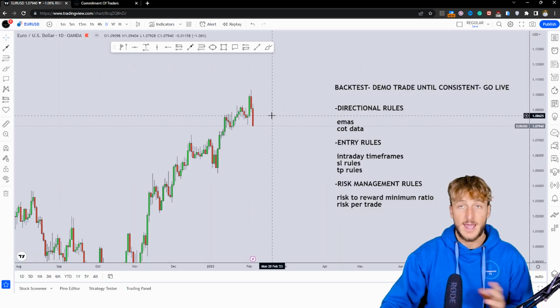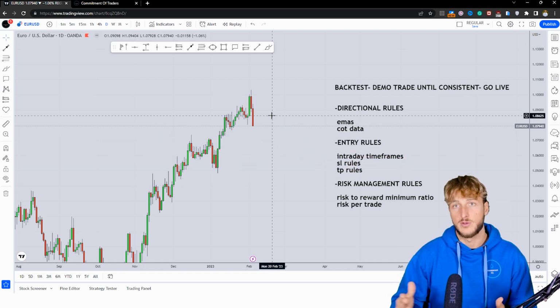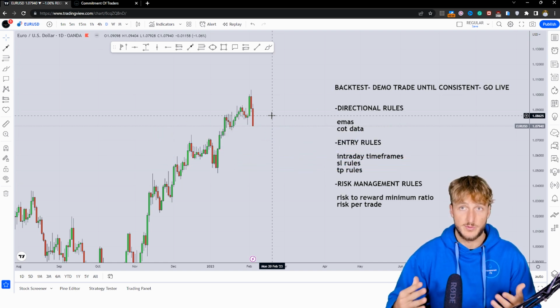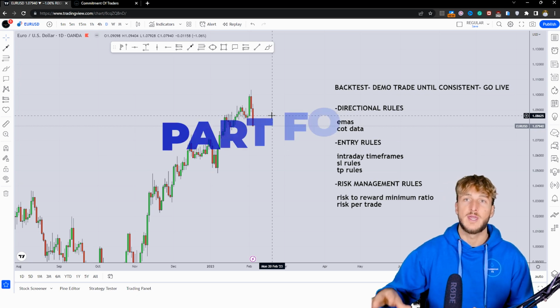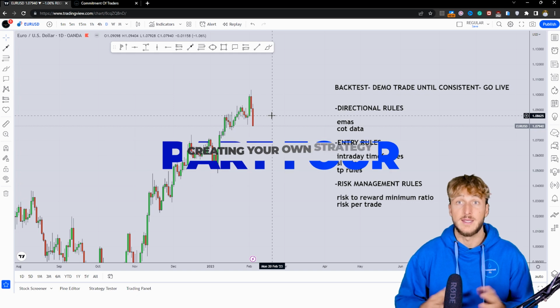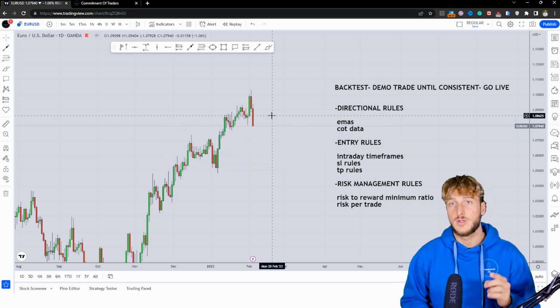And by the end of the tutorial, by putting together all the technical and order flow rules as well as the risk management rules, I will show and illustrate how you can create an entire swing trading strategy. So without further ado, let's jump straight into it.